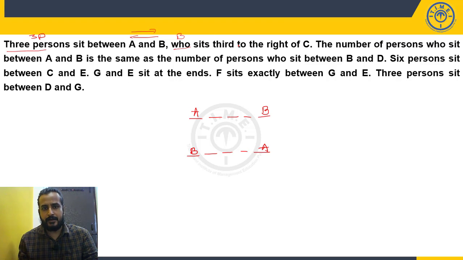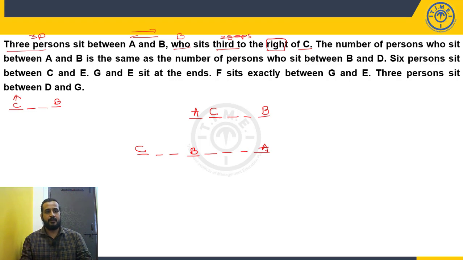B sits third to the right of C. Third right means how many gaps will be there? 2 gaps will be there. And to whom? Right of C. So somewhere C will be in the arrangement and C will be facing north, and right side of C 2 gaps, and who will be there? B will be there. So B is here, 1, 2 gaps, and it is C, because all the persons are facing towards north. And what is given next?